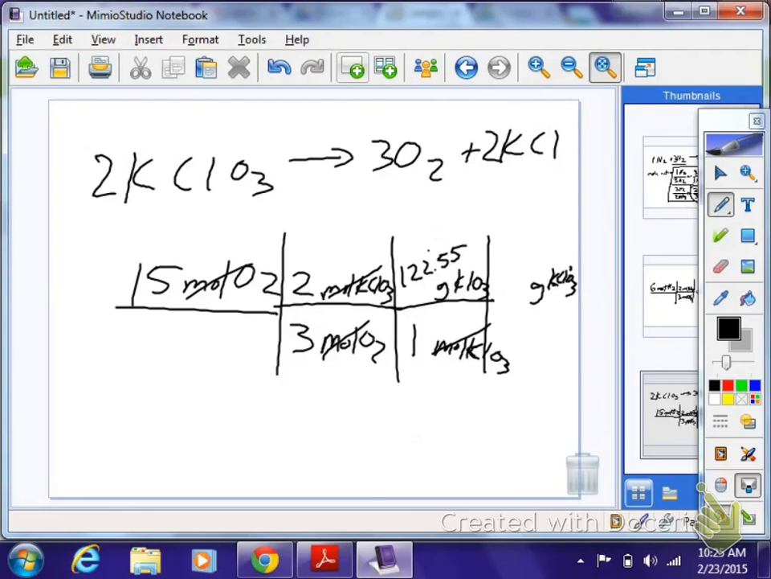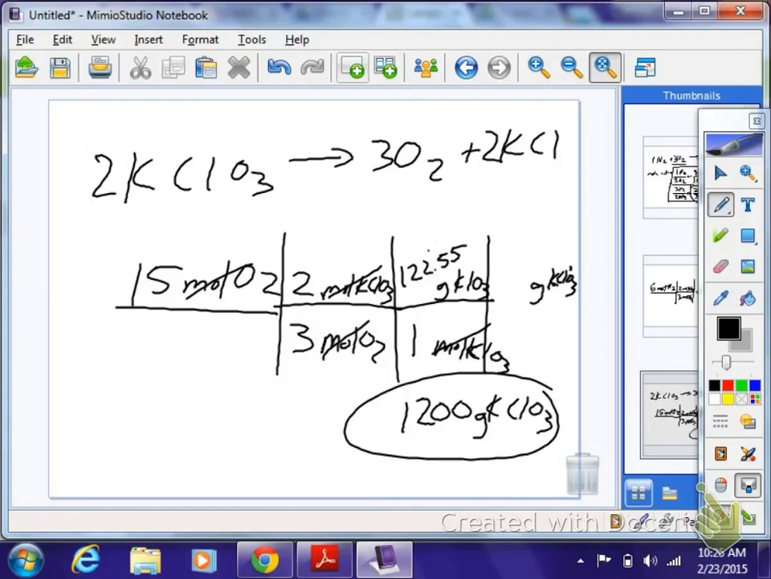So it would be 10 times 122.55, which our answer would be 1,200. And I probably want to stick with significant digits. We probably want to get back into doing that. So it would be just 1,200 as my answer, if I wanted grams.